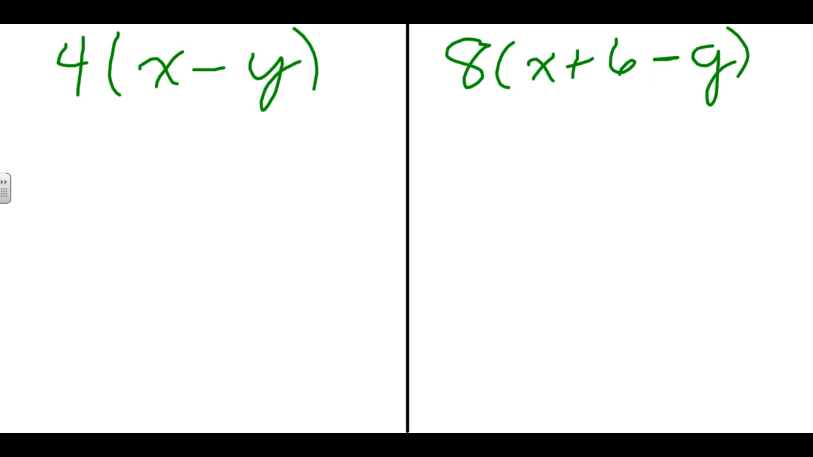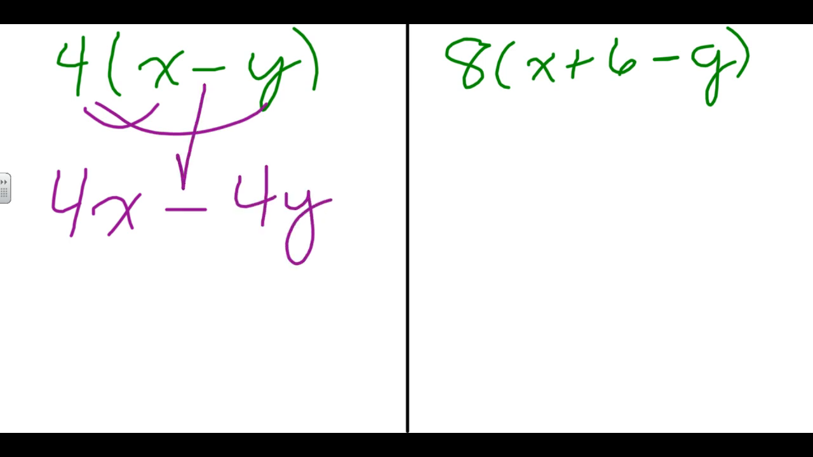Another set of examples, if we have some subtraction going on instead of just addition, with a positive number being multiplied by the expression in parentheses. So for the one on the left, we have 4 times x minus 4 times y.